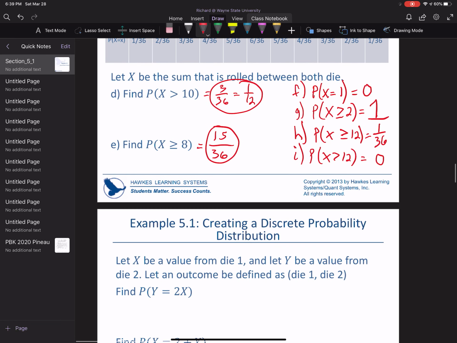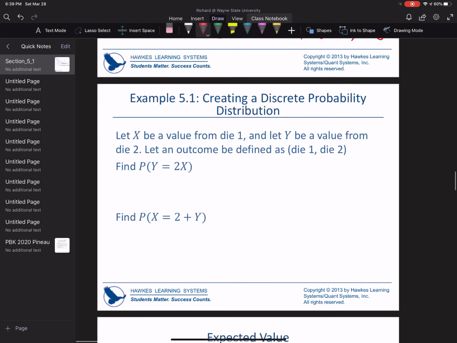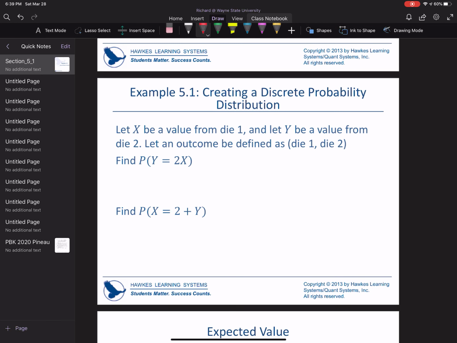Now here's one that's not related to the distribution that we just created, but is an old final exam problem that deals with random variables. So here we've defined x and y to be something different, right? So x is a value from die 1, and y is going to be a value from die 2. And so the outcome is defined, we say, as an ordered pair, right? Die 1 comma die 2. So put another way, it's x comma y. Okay? That's important to note.